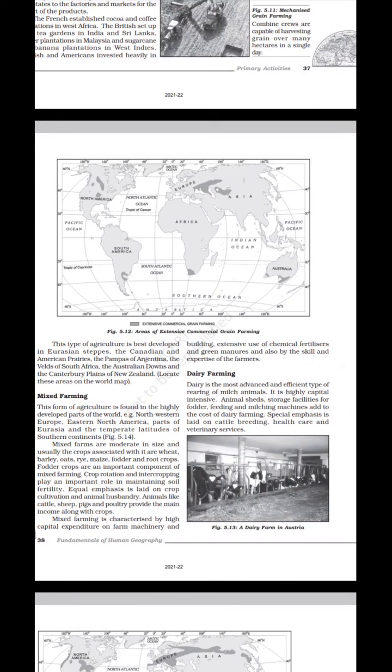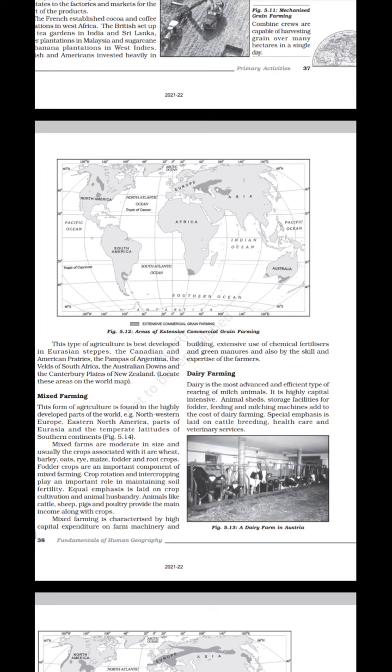Take a look at figure 5.12, areas of extensive commercial grain farming. This type of agriculture is best developed in the Eurasian steppes, the Canadian and American prairies, the pampas of Argentina, the veldts of South Africa, the Australian Downs, and the Canterbury Plains of New Zealand. Look at these areas on the world map.